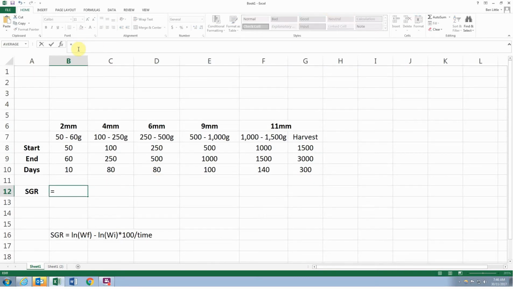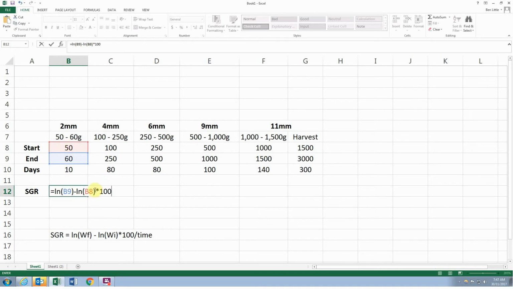In Excel the formula is always going to start with an equal sign. So if I started doing ln and then started clicking around on my weights, it's not going to let me do it, and you're going to be like, what's going on? It's not going to recognize that you're writing a formula until you put an equal sign in. So we're going to go ln of final weight minus the natural log, or ln, of our initial weight, and then we're going to multiply that answer by 100.